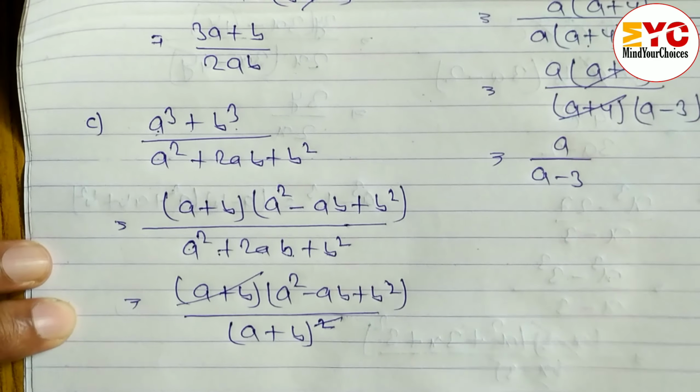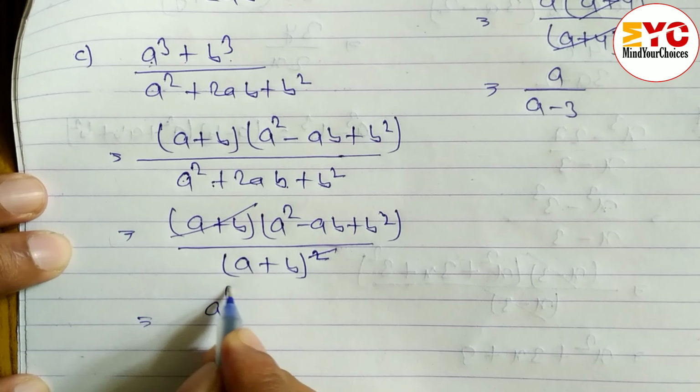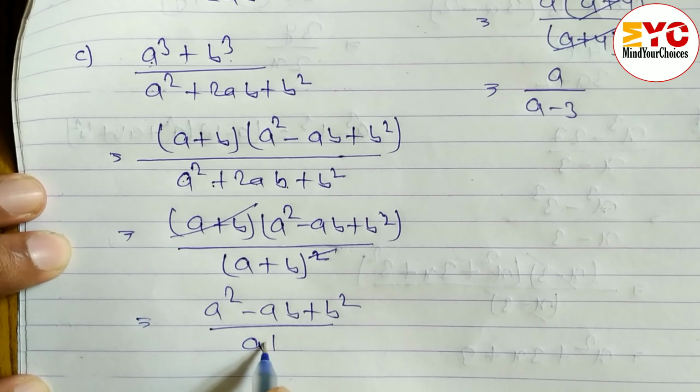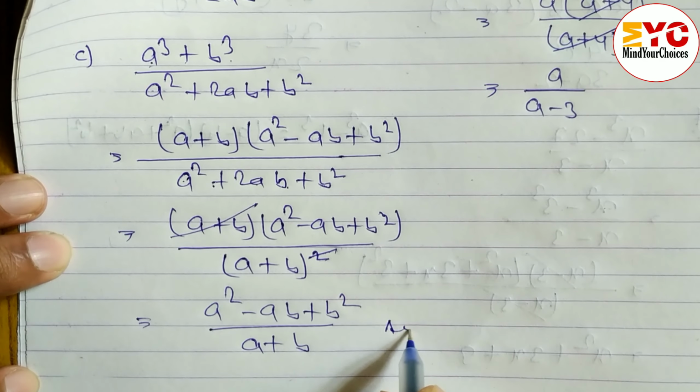(a plus b) and the square cancel, and what is remaining here? (a square minus ab plus b square) by (a plus b). So this one is the answer.